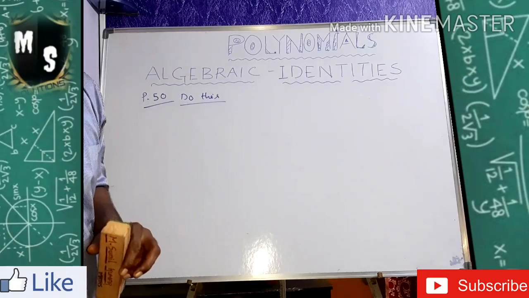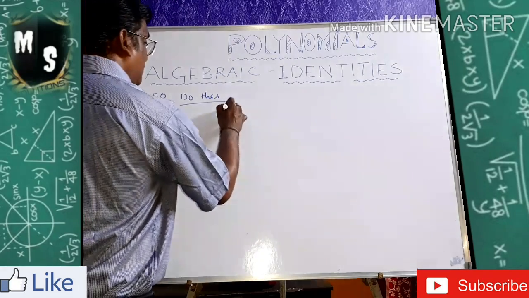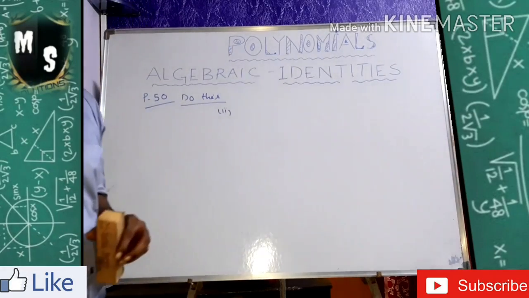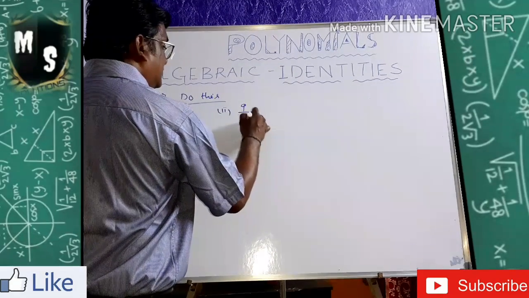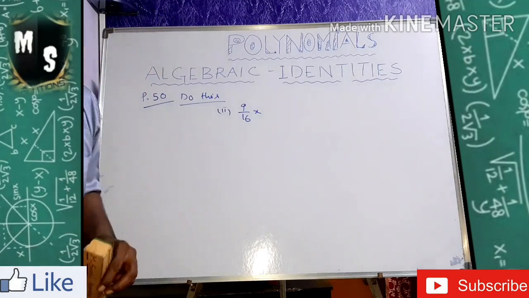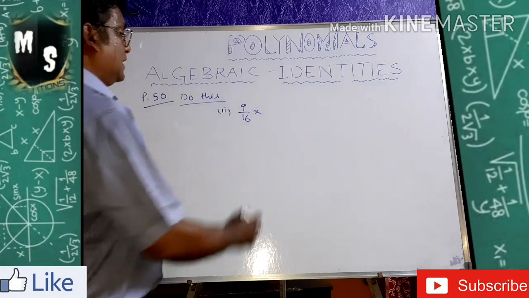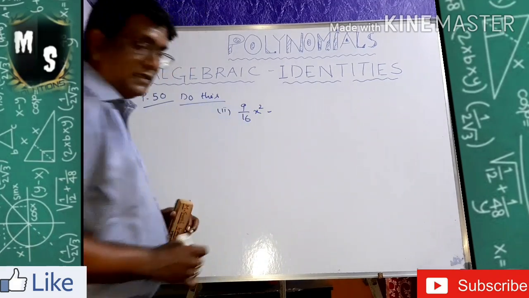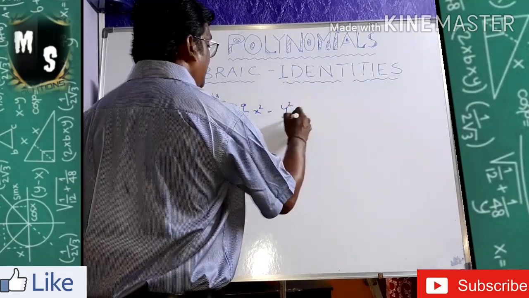I am doing bit 2 and bit 3 for you. I am doing bit 2. See now. What is the bit 2 question? Bit 2 question is 9 by 16 x square minus y square by 9. Y square by 9. Okay.